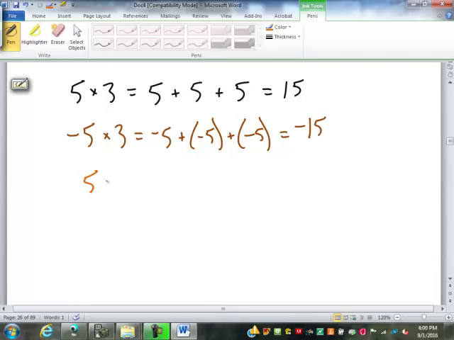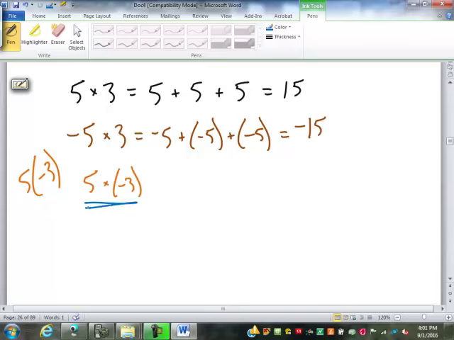Now 5 times a negative 3, we have to do a little bit more adjusting. By the way, we don't have to have the multiplication symbol in there. We could just have the negative 3 in parentheses and the 5 in front of it. Anytime there's a number outside of parentheses with no symbol, that does mean multiplication.